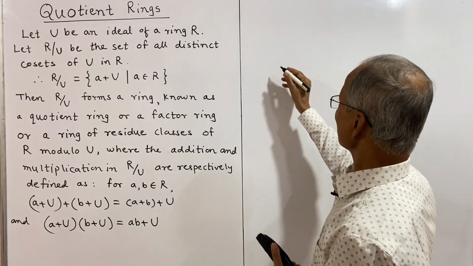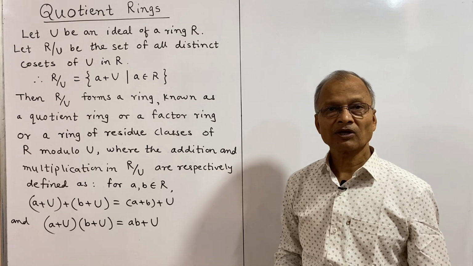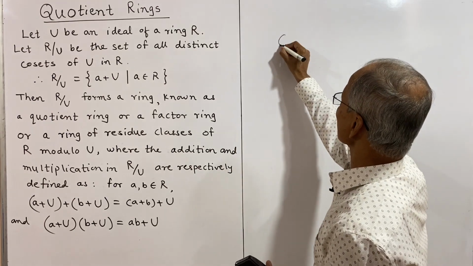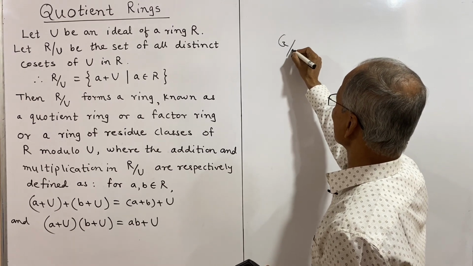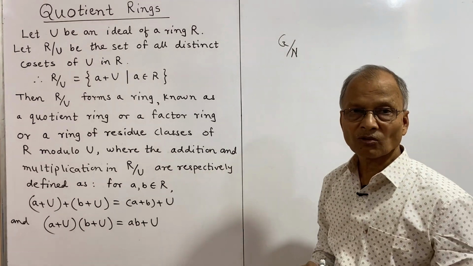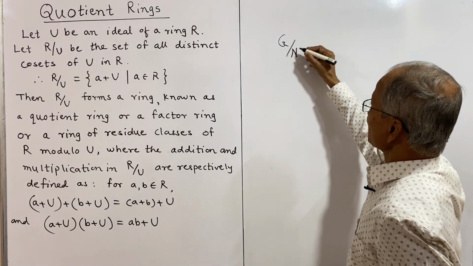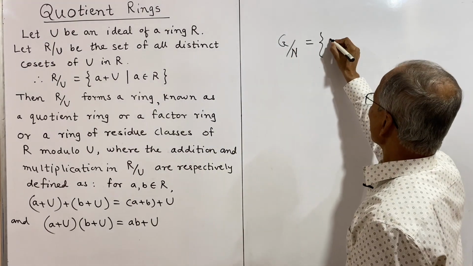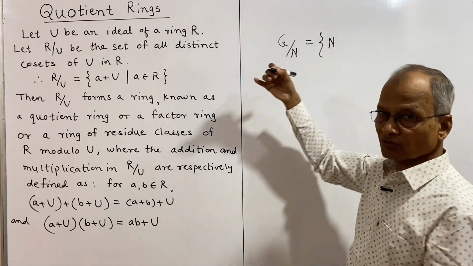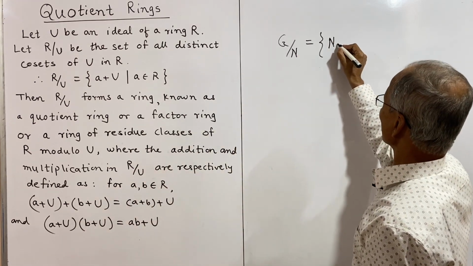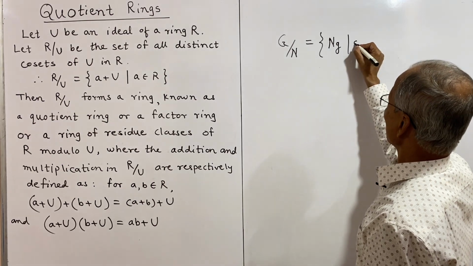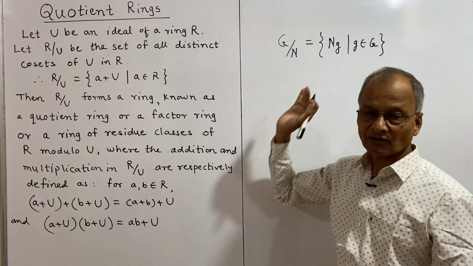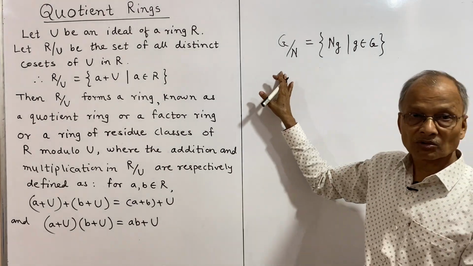In group theory we have studied quotient groups, and there we have used a normal subgroup to form a quotient group. That means if G is a group and N is a normal subgroup of G, then the quotient group denoted by G/N is the set of all right cosets. Because it is normal, right coset and left coset will be equal, and here we denote Ng, g belongs to G. So this is the set of right cosets for the quotient group.